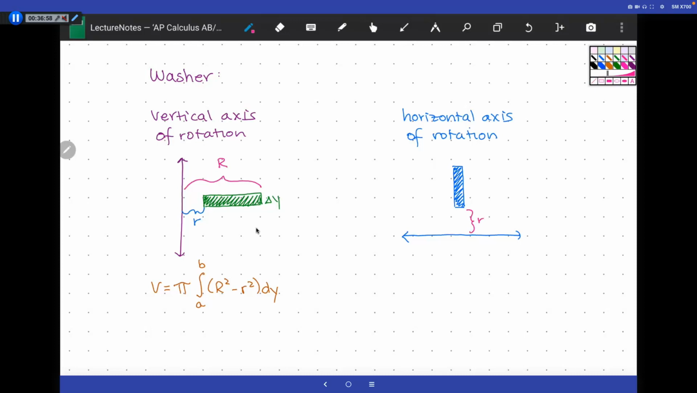The inner radius is from the axis of rotation to the closest part of the rectangle. The outer radius will be from the axis of rotation to the furthest part of the rectangle. And this will make a dx problem. So the volume is pi times the integral from c to d, big R squared minus little r squared dx.